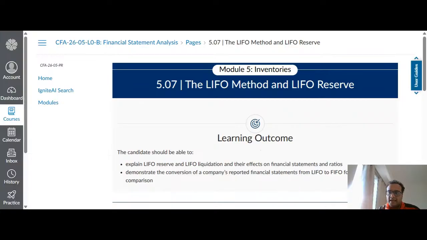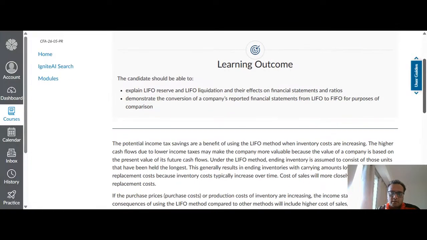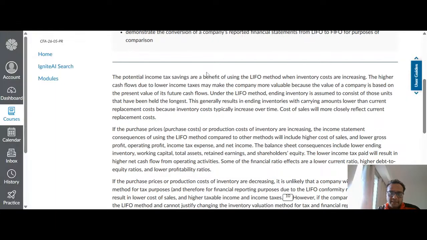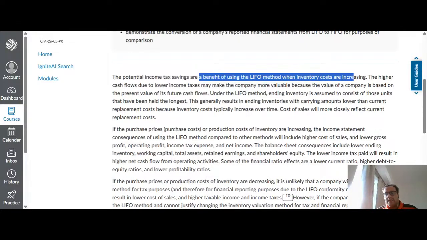Now, LIFO method and LIFO reserves. So, the potential income tax savings are a benefit of using the LIFO method when inventory costs are increasing. Because your inventory costs are increasing and you believe that the last product is sold first, you will have a bigger amount which is debited to your profit and loss, which will inter alia result in income tax saving. The higher cash flow due to lower income taxes may make the company more valuable because the value of the company is based on the present value of the future cash flow.